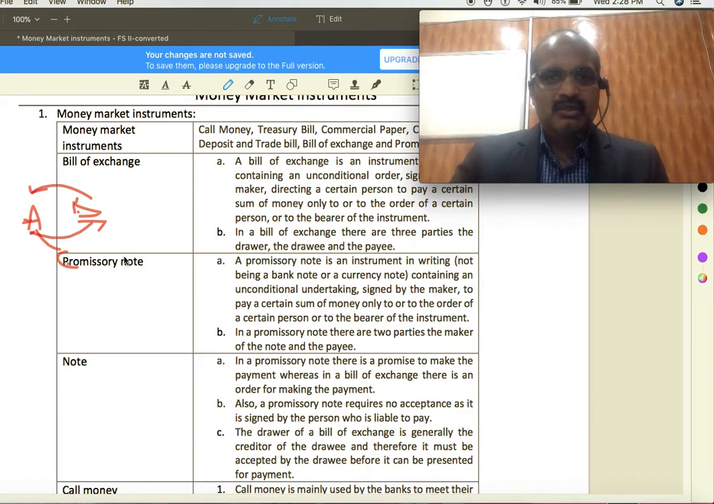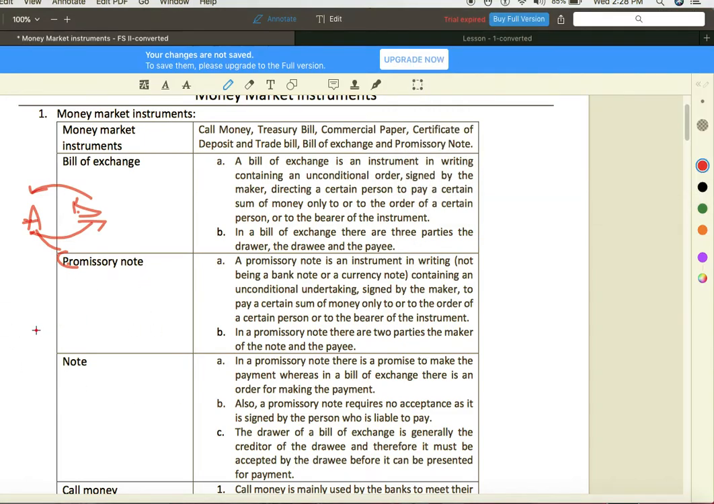Promissory note. Understand like this once again. Promissory note, let's say A has borrowed money from B. I repeat, B lent money to A.